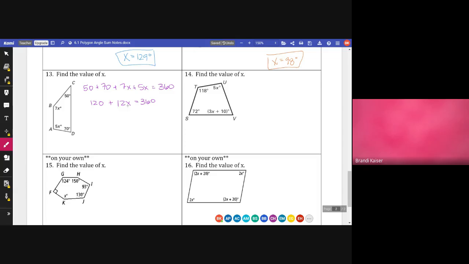If we want to solve for x, we subtract the 120 from both sides. 12x would equal 40. Then we divide by 12 to get the x by itself. X in this case would equal 20. If you notice, since x isn't a full angle, it's just a part of an angle, I didn't label it with a degree symbol, but you can. It's okay.